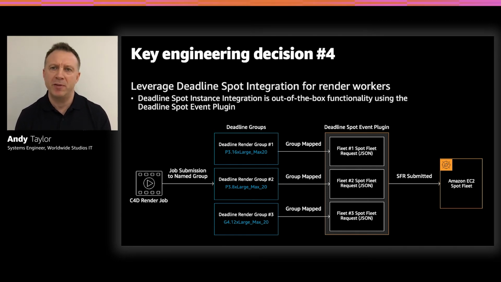Now, the diagram above demonstrates in its simplest form how we create local groups in Deadline to map to specific Spot Fleet requests defined in the Spot Event plugin. So here you can see the artist submits the render job to a specific Deadline group, and a corresponding Spot Fleet request is submitted by the Spot Event plugin. Now, this JSON configuration can simply be exported from the AWS console, and we can paste that straight into the Spot Event plugin.